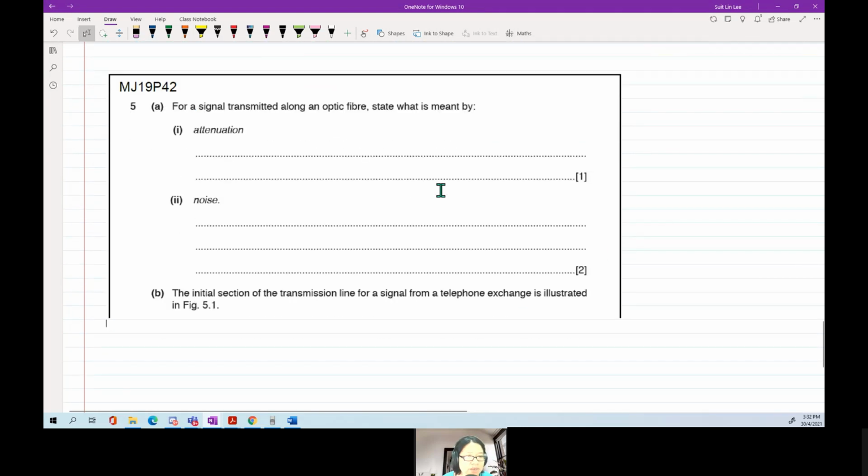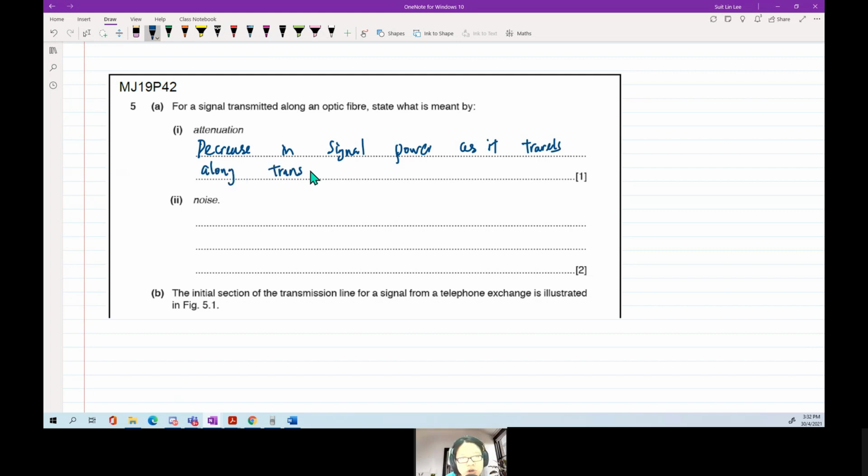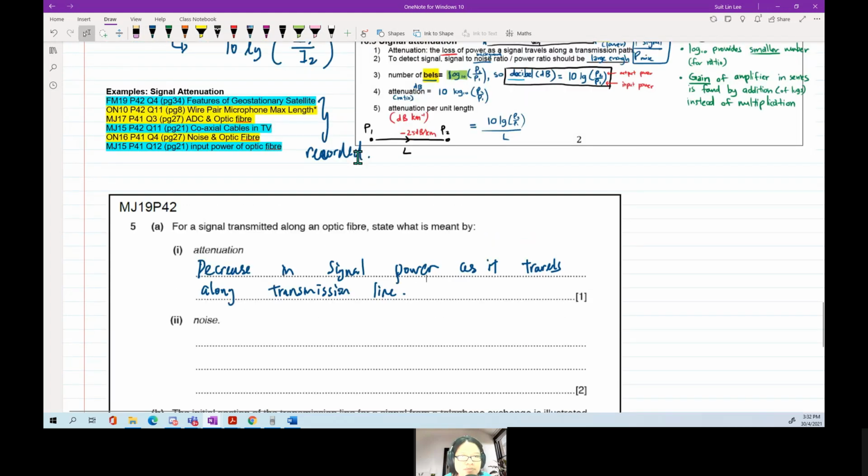Okay, there we go. Attenuation and noise. Attenuation here is the decrease in signal power as it travels along the transmission line, if you don't want to talk about medium. The decrease in signal power as it travels across the transmission line, since we are talking about signal transmitted there.